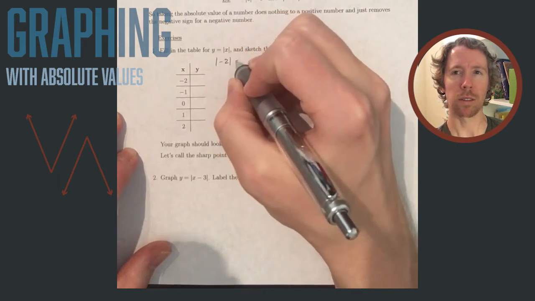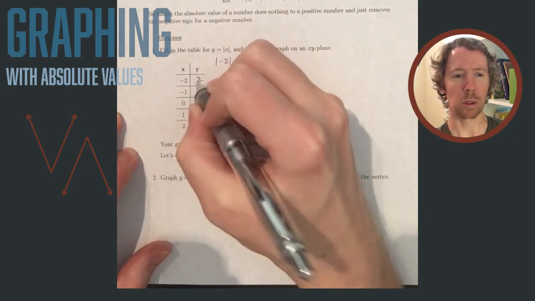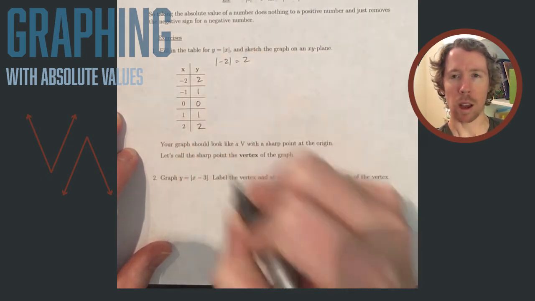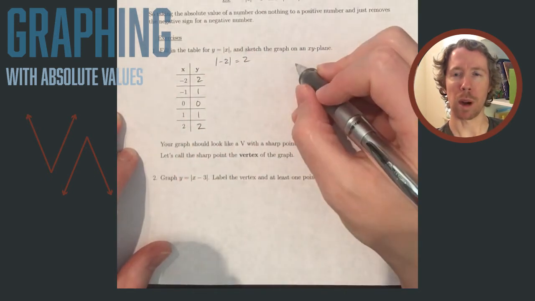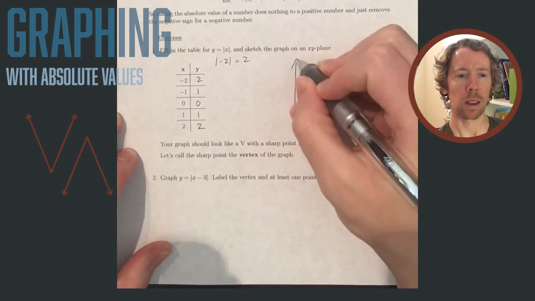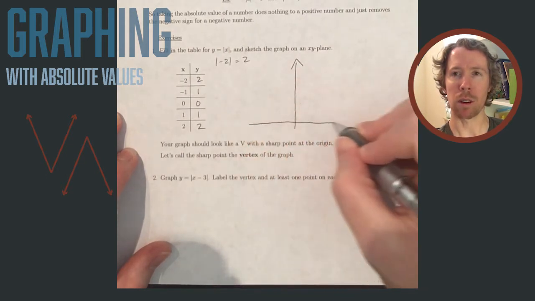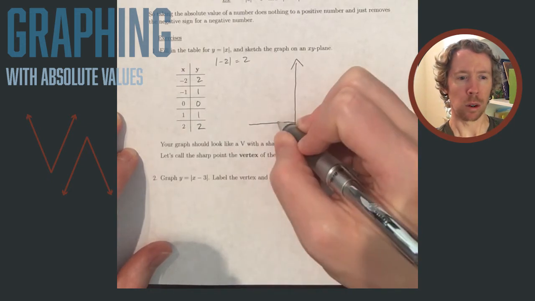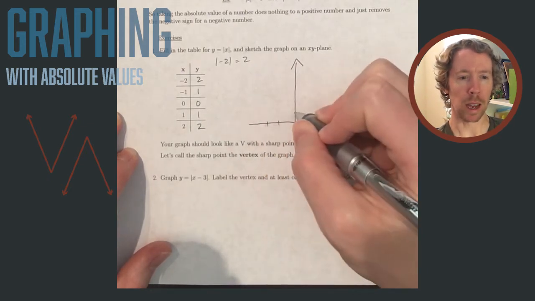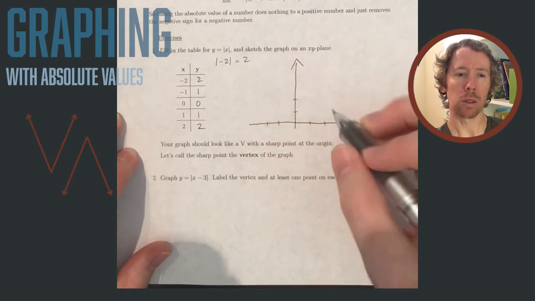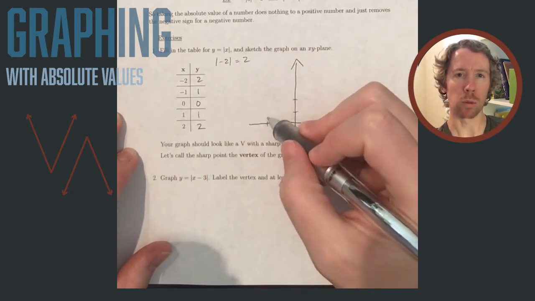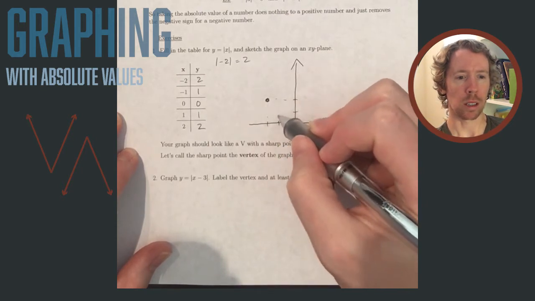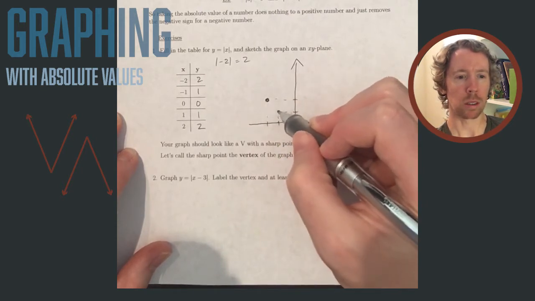Here we're asked to graph just a really simple absolute value equation, y equals absolute value of x. So all we have to use is the fact that absolute value of a positive number is itself, and the absolute value of a negative number is just the positive version of that number. So, for example, the absolute value of -2 is 2, absolute value of -1 is 1. And so we can quickly get our table of values and then plot these points.